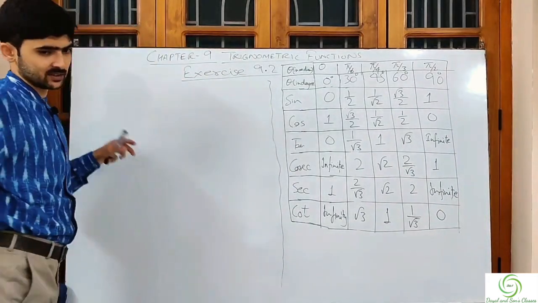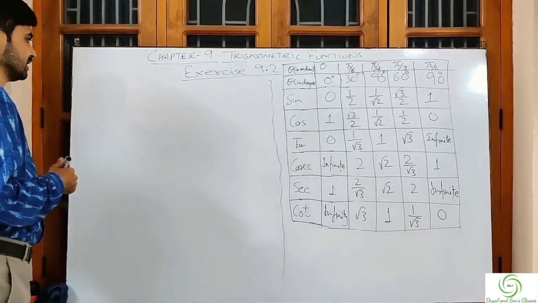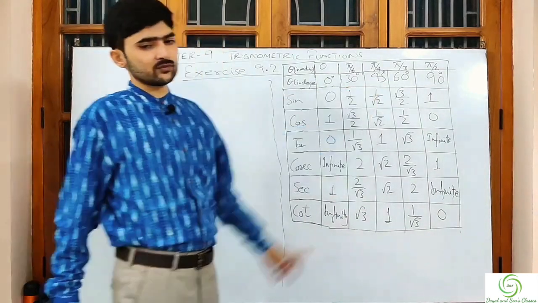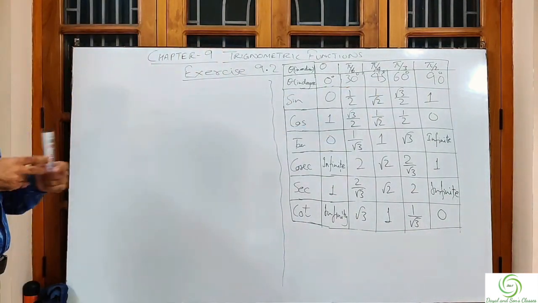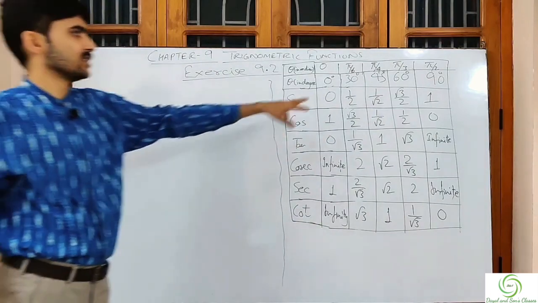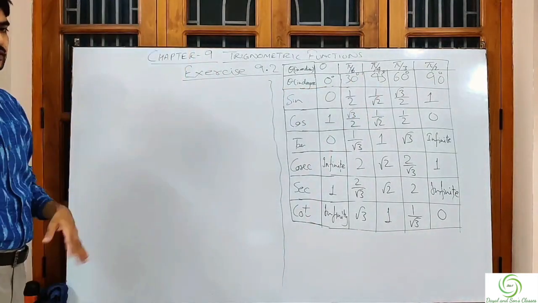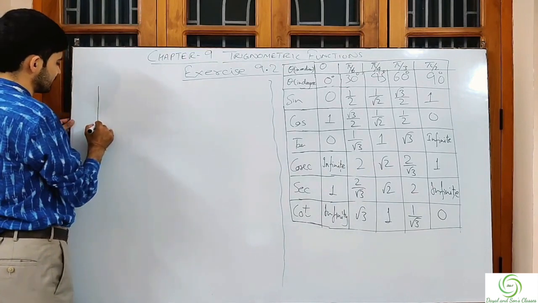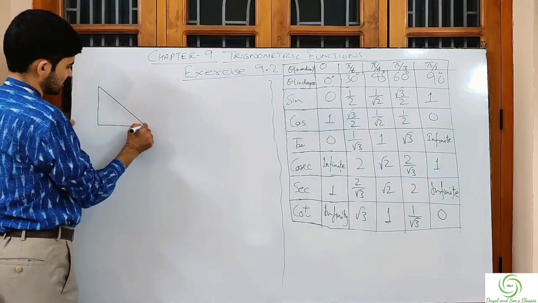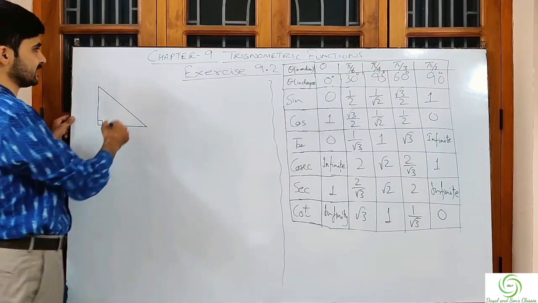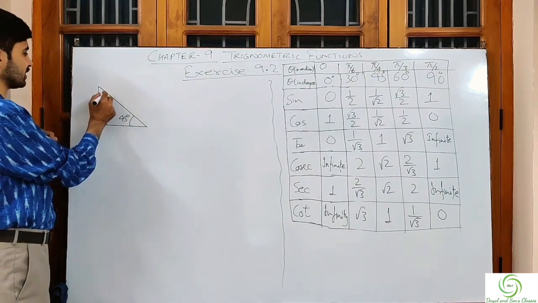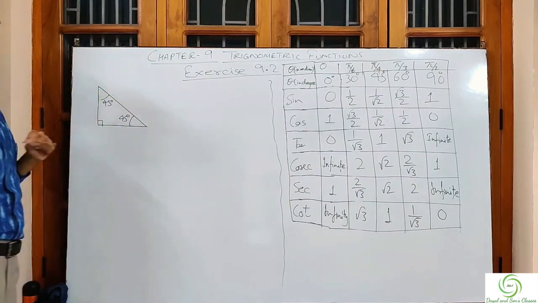I won't run this table till we discuss the now. Let us first calculate for 45 degree. Now in order to calculate the value for this angle 45 degree, what we can do, we consider a right angle triangle first. This angle is 90 and we have one angle 45 degree, right? So what will be the value of this particular angle? This value will also be 45 degree.